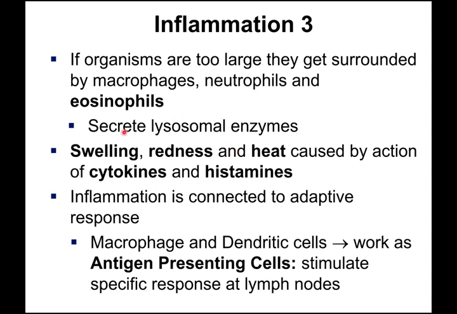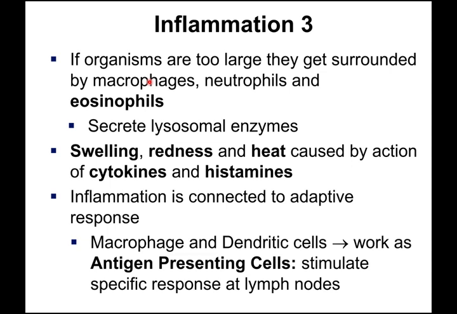Now the swelling, the redness, the heat, as we said before, which are typical of inflammation, are caused by the action of both histamines and cytokines present there. All of this leads to the big cell-mediated response, ultimately against the pathogen. So now you have macrophages, dendritic cells, and neutrophils. They're all trying to get rid of these bacteria in different ways, by phagocytosis, but also by trying to produce lysozymes and so on.